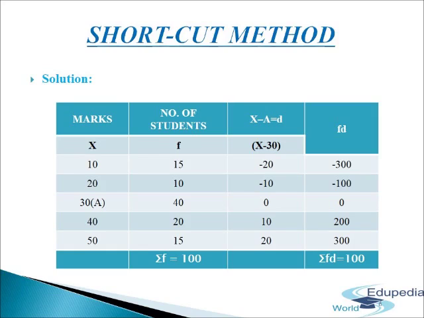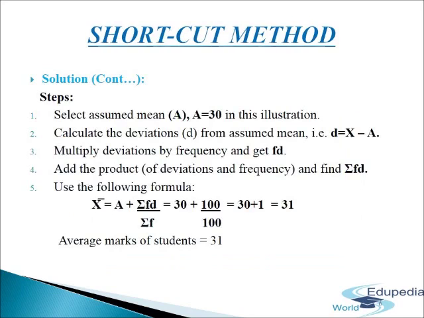After getting sigma FD and sigma F from the table, we will use the formula of the shortcut method, that is, arithmetic mean of the series equals A plus sigma FD divided by sigma F. In the place of A, we will write 30, that is the assumed mean. Sigma FD we got is 100 and sigma F is 100. After putting in the values, we will get 31 as a result, which is the average marks of the students. This is how we will calculate arithmetic mean by using the shortcut method.